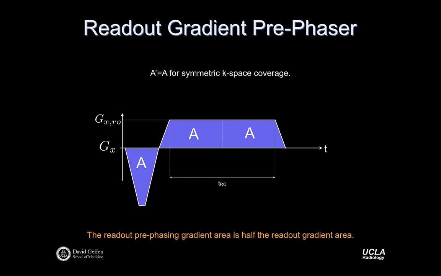The area that's required here is really just half the area of this readout gradient, and that can be achieved in different ways. Typically, you're going to want to use your maximum gradient strength, so this event can be as short as possible. It's only the area that matters, and that'll get you out to the point in k-space where you want to start encoding from. Then you can zip across k-space according to the parameters that you define for that gradient, usually through picking the receiver bandwidth and picking the resolution.